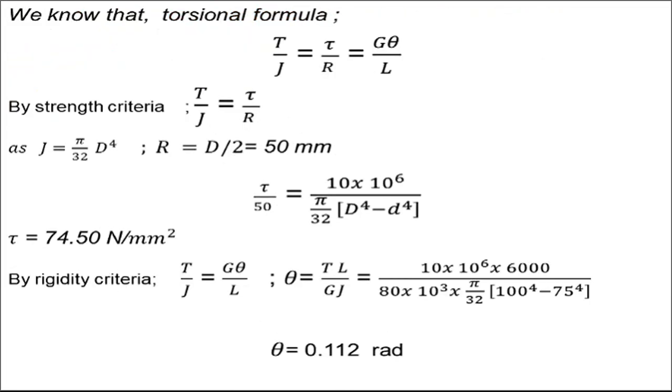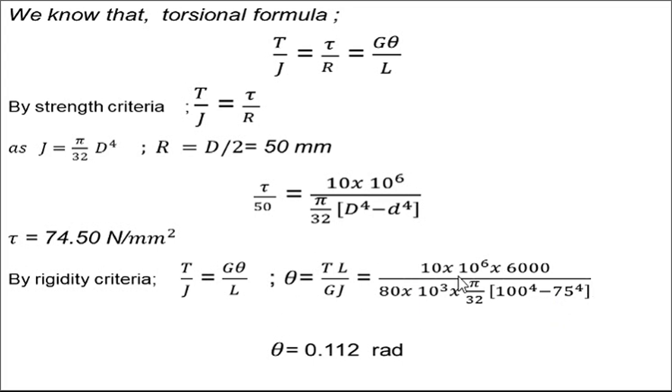After determining the shear stress, use the rigidity equation T upon J is equal to G theta divided by L. By using this rigidity criteria equation, we can determine theta, because our second unknown is theta, the angle of twist. Theta is equal to T into L divided by G J. T is the torque applied, L is the length of the shaft, G is the shear modulus or modulus of rigidity, and J is the polar moment of inertia. That value is pi by 32 into 100 raised to 4. Because there are two diameters here, the formula becomes 100 raised to 4 minus 75 raised to 4.